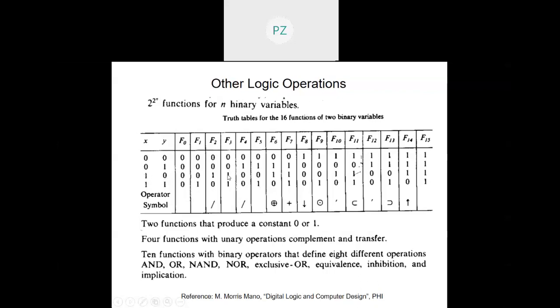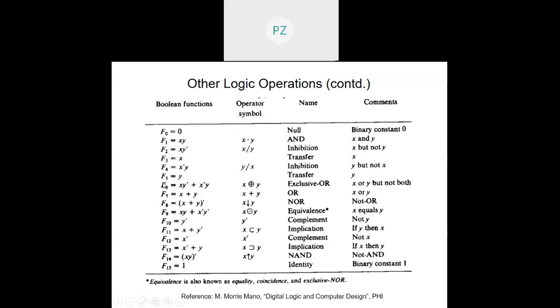So I can write F3 as summation 2, 3, which means summation of small m2 and small m3, which will be simplified. M2 will be written as x y bar and M3 will be written as x y. When you OR them, you can take x as common. You can do it for yourself in your notebooks, then you will realize. Inside the bracket you will have y bar plus y, which will be 1. So x dot 1 will be x. That is why I'm saying that this is transfer x.